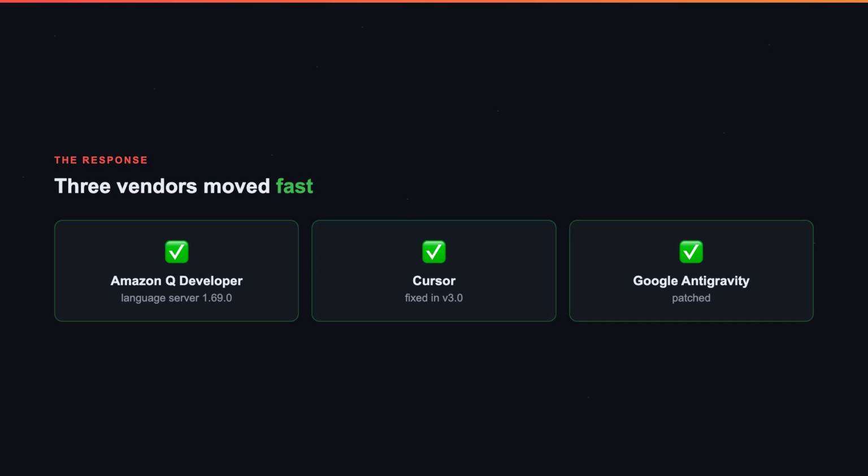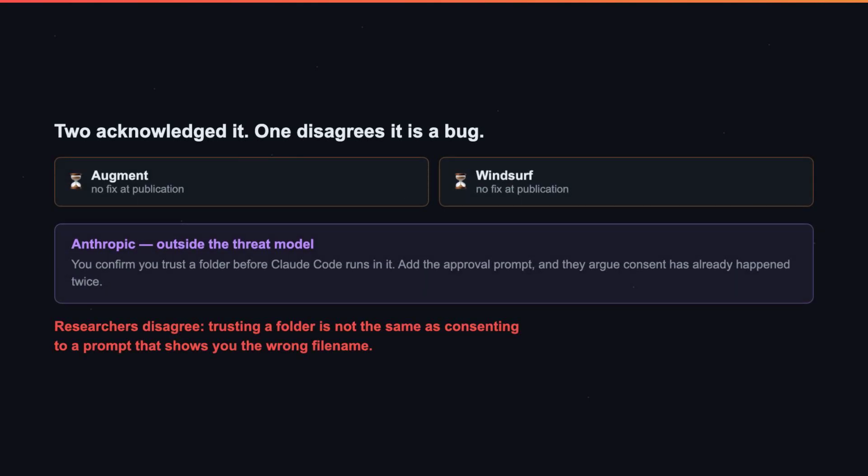Anthropic took a different path entirely. Their position is that this sits outside their threat model. You already confirm you trust a folder before Claude Code runs in it. Combine that with the approval prompt, they argue, and consent has already happened twice. Security researchers disagree. Trusting a folder is not the same as consenting to a prompt that shows you the wrong file name.